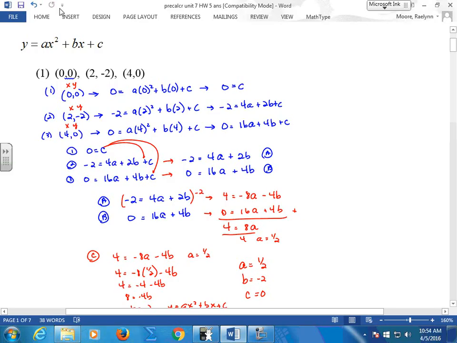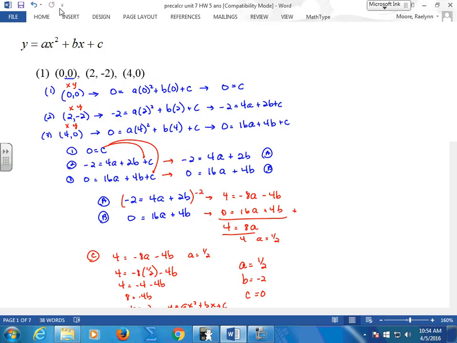Remember sometimes when they gave you 2 points and they said, give me the equation of the line that passes through these 2 points. So now we're giving you 3 points and we're saying, give me the equation of the parabola that passes through these 3 points, a quadratic.